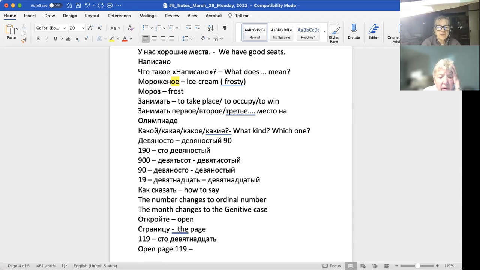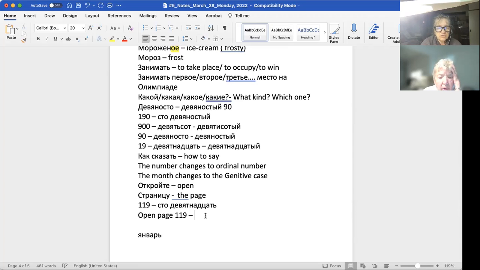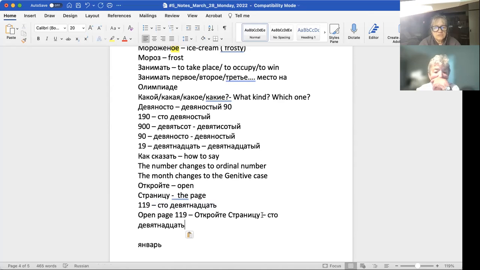Okay. And if you say, let me translate it in English. Откройте, and then страницу 119, right? So you don't have to change 119 into the ordinal number.